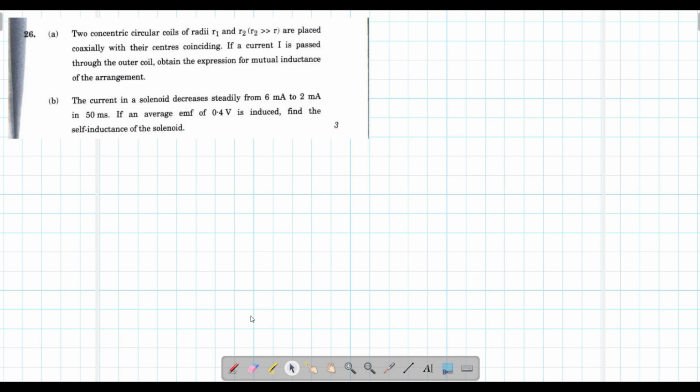Concentric circular coils of radii R1 and R2, with R2 greater than R1, are placed coaxially with their centers coinciding. If a current I passes through the outer loop, obtain the expression for the mutual inductance.